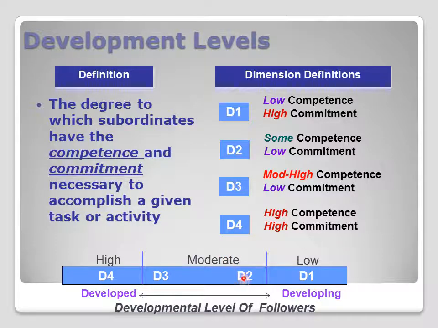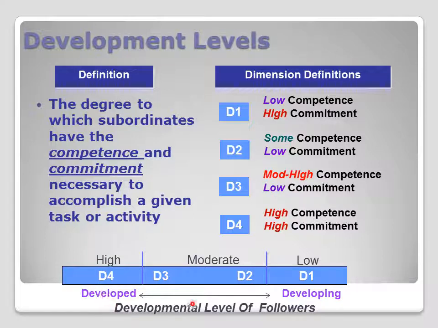So they need both a lot of instruction and they need to be inspired to get the job done. Over here in what's considered D3, you have the moderate to high competence. So they either know how to do the task well or pretty well, but they don't really want to do it. And then over here in the sweet spot, which needs the least amount of leadership, would be this high competence and high commitment. They know how to get the task done and they're very motivated to do it.